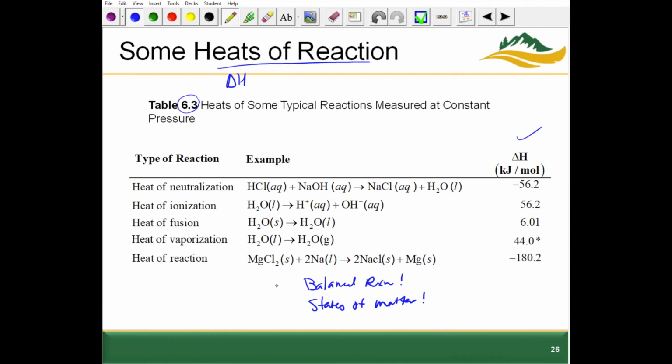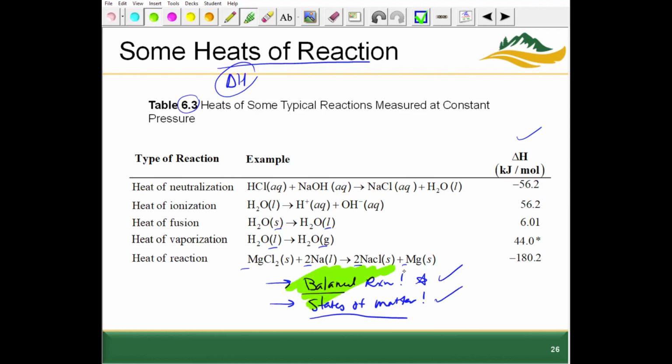From this table, some important reminders. We must have a balanced chemical reaction, of course, and we have to include those states of matter. Solid to liquid is a different enthalpy of reaction or heat of reaction compared to liquid to gas, for example. So balanced reaction and the states of matter are important.